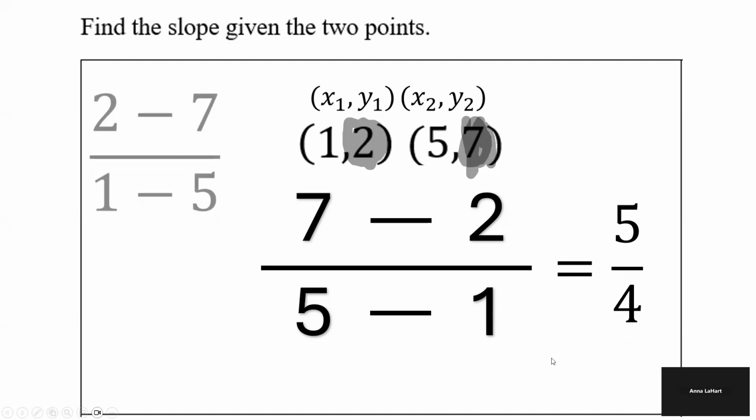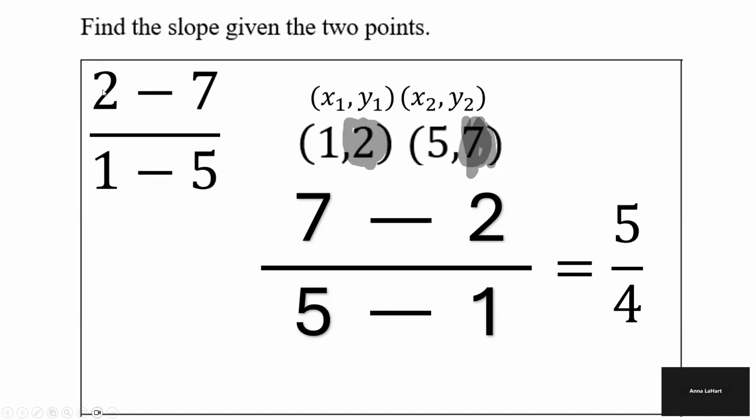Now, you might say, well, what happens if I start with 2 minus? So what if you went with this y minus this y, the other direction? So then in the bottom, you would have to do the 1 minus the 5. No matter what, guys, your calculator will still give you 5 over 4 because they're the same thing. It's always the difference of the y's over the difference of the x's. The main thing is if you use the first y value, you have to use the first x value underneath it. If you use the second y value, you have to use the second x value underneath it.